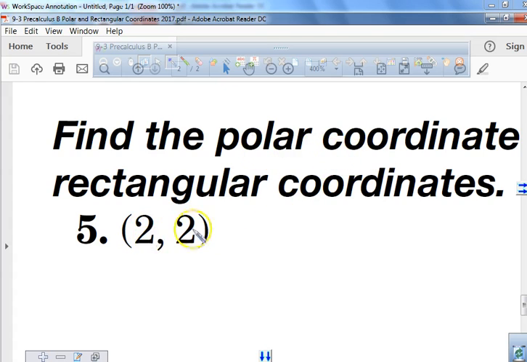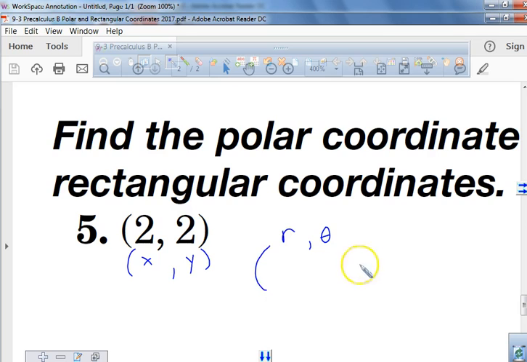Right now, these are rectangular coordinates. So in your journal right now, label this as x, label this as y. This is your x value, this is your y value. We're going to start with something easy and work our way to something more difficult. We're going to be changing our x and our y to r and theta.